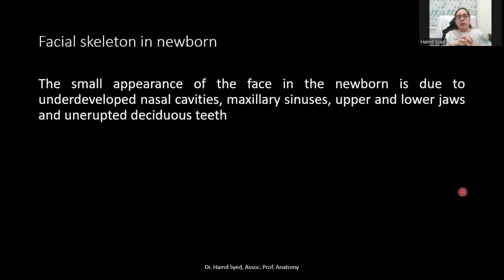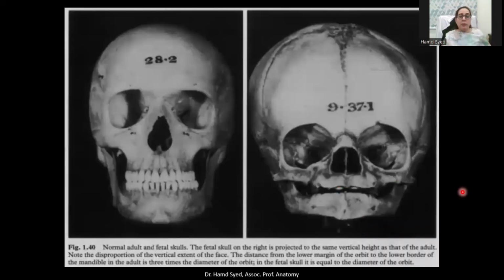So if you look at the facial skeleton of a newborn, we'll see there is a small appearance of the face, and this is because of their underdeveloped nasal cavities, maxillary sinuses, and upper and lower jaws, and their unerupted deciduous teeth. So here is a comparison of the adult cranium with the cranium of a fetus. And the fetus has been projected to the vertical height of the cranium of the adult. So the parameter that is taken is a vertical line which is drawn from the lower margin of the orbit to the lower border of the mandible.